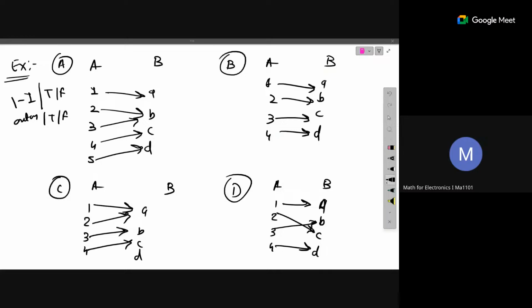Now let's come to the third one. Is it a one-one function? No, correct. It is not one-one because two different inputs are mapping to the same output A. So that's why it's not a one-one function. Now is it an onto function? Can you answer for onto?